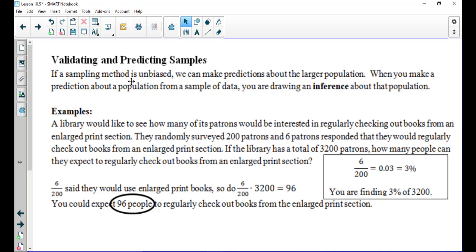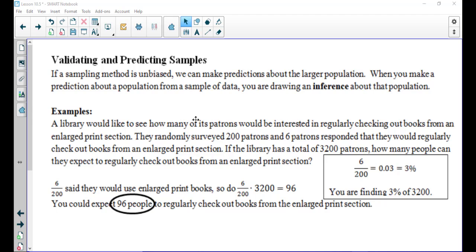All right, let's talk a little bit about validating and predicting samples. So if a sampling method is unbiased, then we can make predictions about the larger population. When you make a prediction about a population from a sample of data, you are drawing an inference about that population. So let's show you an example.